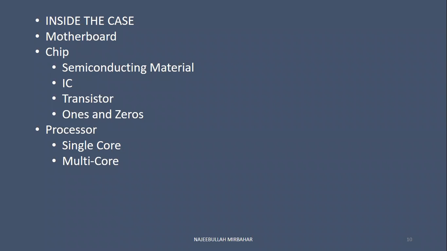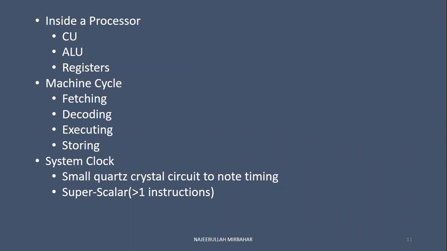Multi-core means they have the ability of multiple processors. Suppose I have a quad core processor, it has the ability of four processors, but it doesn't mean that four single core processors can match one quad core processor. A quad core processor is far better than four single processors because they are energy efficient. They don't overheat. Okay, so inside a processor, we have the control unit, the arithmetic and logic unit, and we have registers.